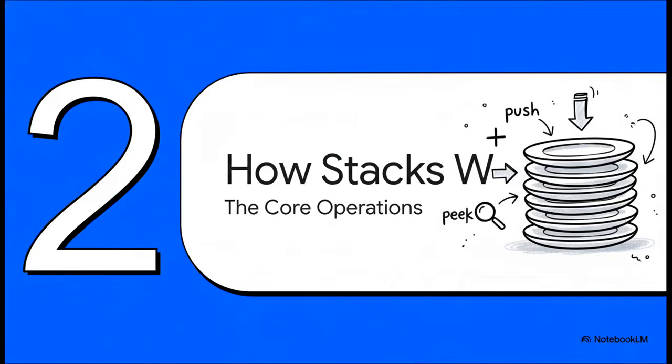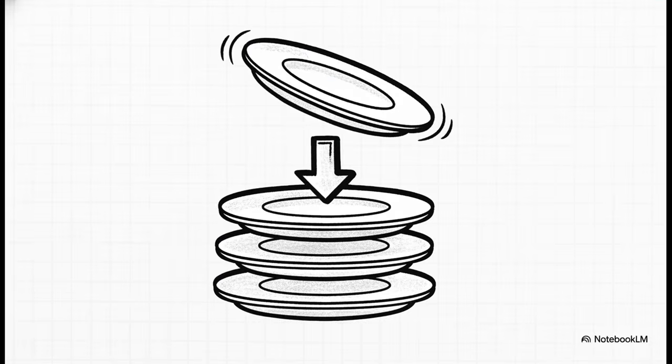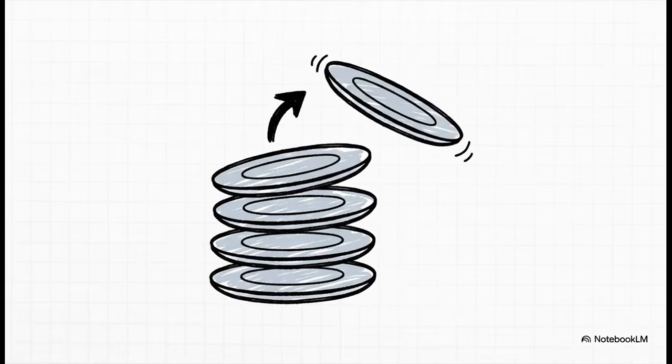Okay, so if we can't grab from the middle, how do we work with this stack of data? Well, in programming, it all comes down to three basic moves. First up, we have push. This is just the fancy term for adding a new item, our new plate, to the top of the stack. So let's say you type a sentence in a document. That action gets pushed onto the undo stack. It's now the newest thing on top.